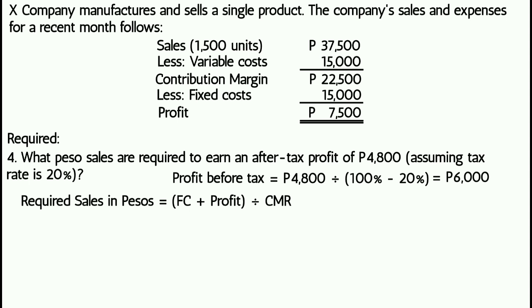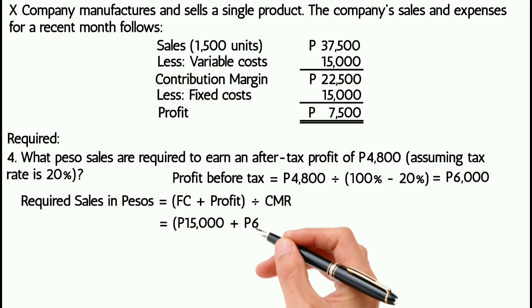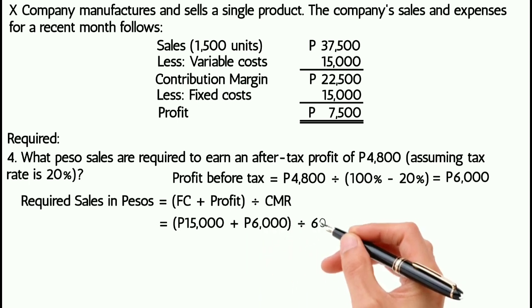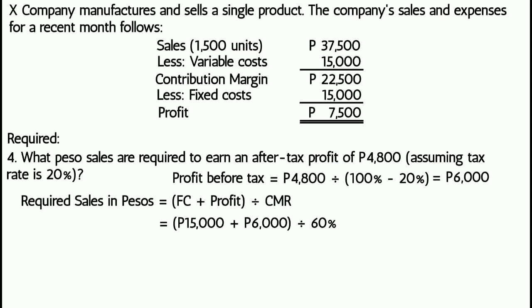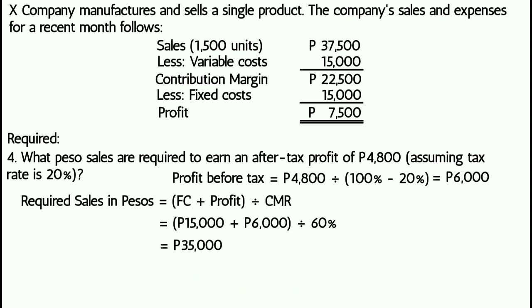At this point, since alam na natin yung profit before tax, we can now compute for the required sales in pesos. That is equal to 15,000 pesos plus 6,000 pesos divided by 60%. 15,000 pesos plus 6,000 pesos, that is equal to 21,000 pesos divided by 60%, that is equal to 35,000 pesos. At yan na yung required sales in pesos. There's no need to check whether the 35,000 pesos is correct since na-compute na natin yan kanina sa number 3.